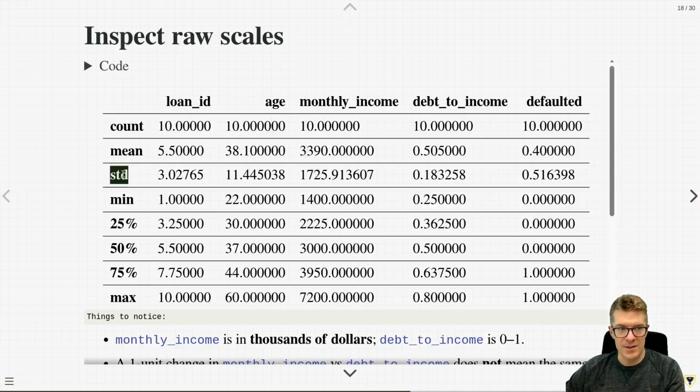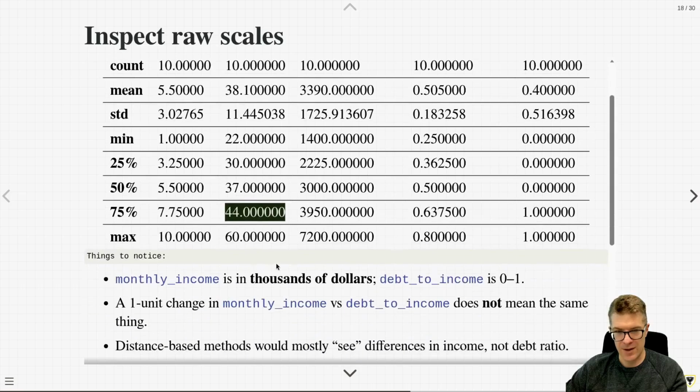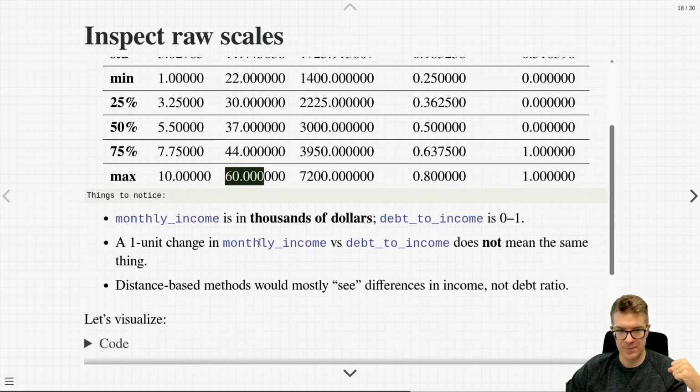So we have counts, means, standard deviations, the minimum. And then we have values at these percentiles. If you were to take all of the data and sort it and take the smallest 25%, what is the value we'd expect to see at that 25% marker? That would be 30, right? So 25% of the data is 30 years of age or younger. 50% of the data is 37 years of age or younger, and 75% of the data is 44 years of age or younger. And the oldest applicant we have is 60 years of age.